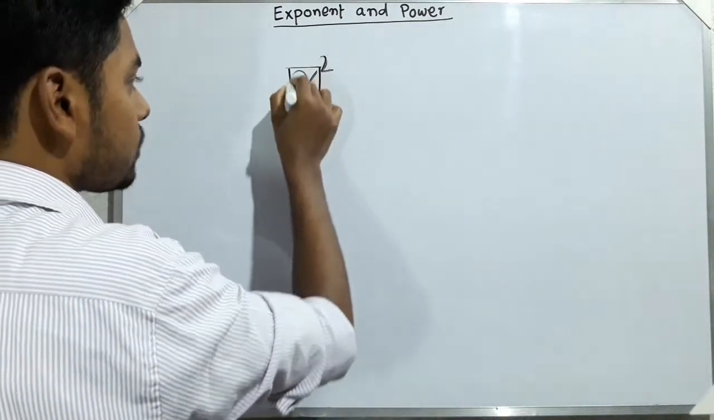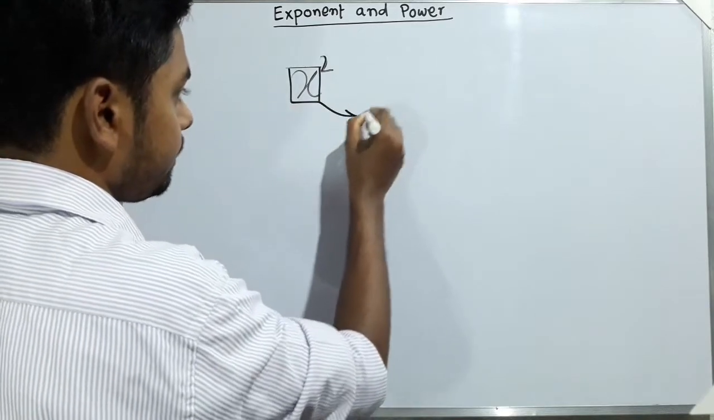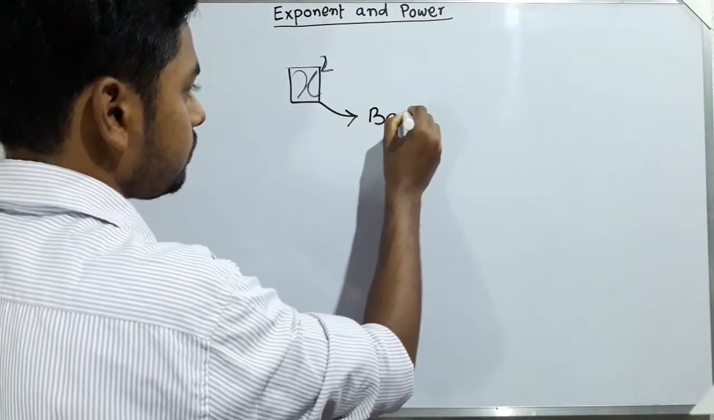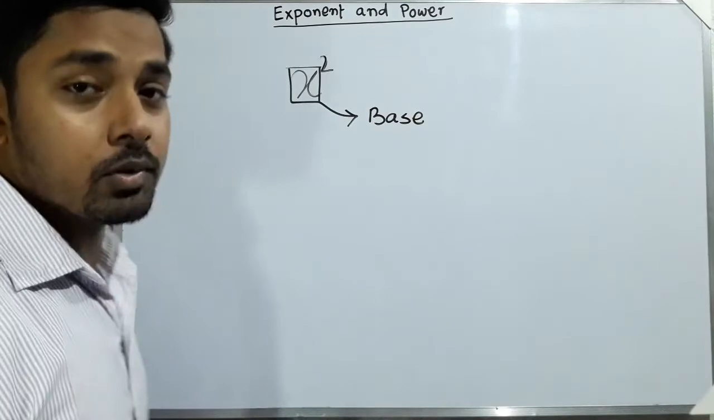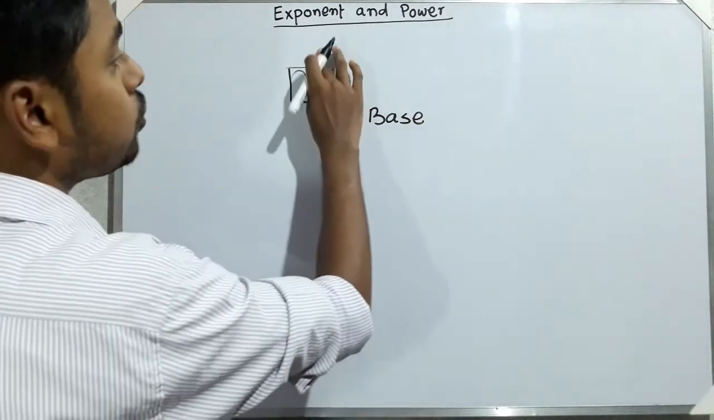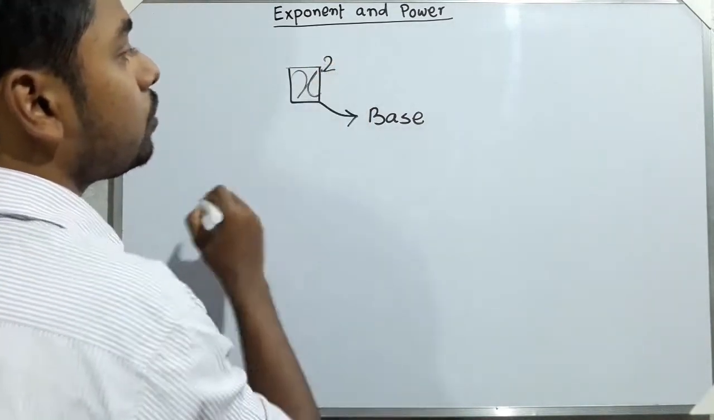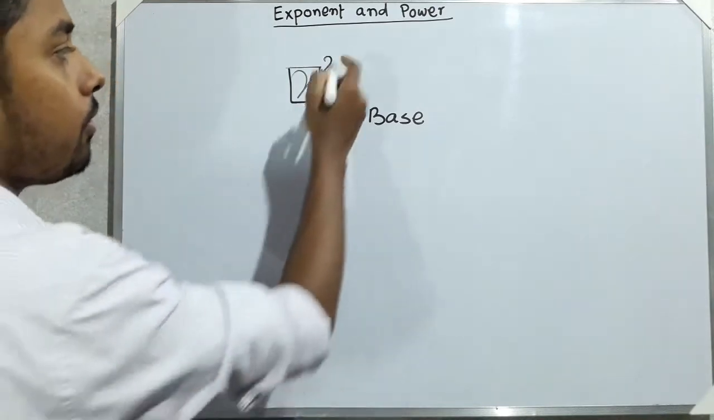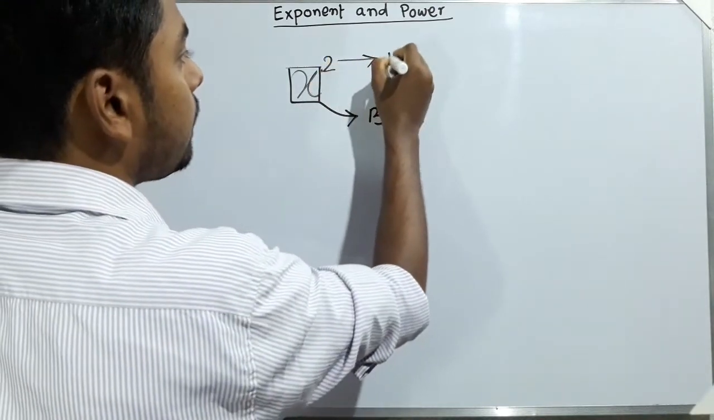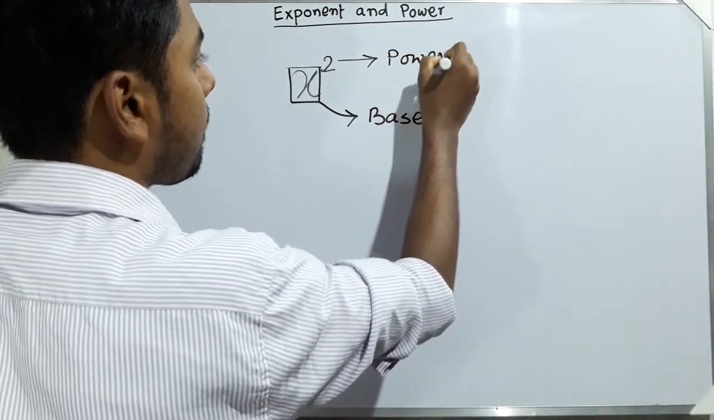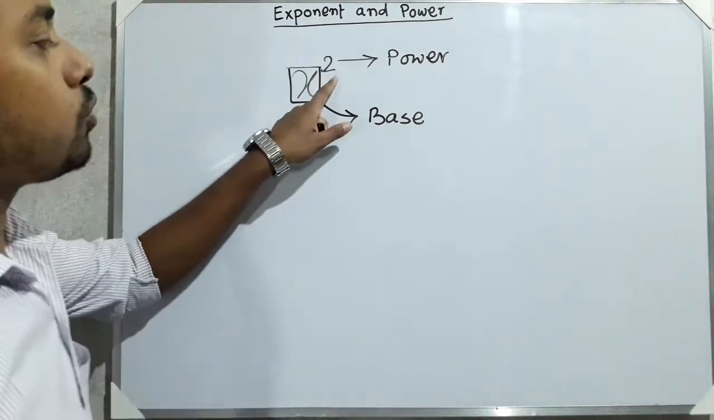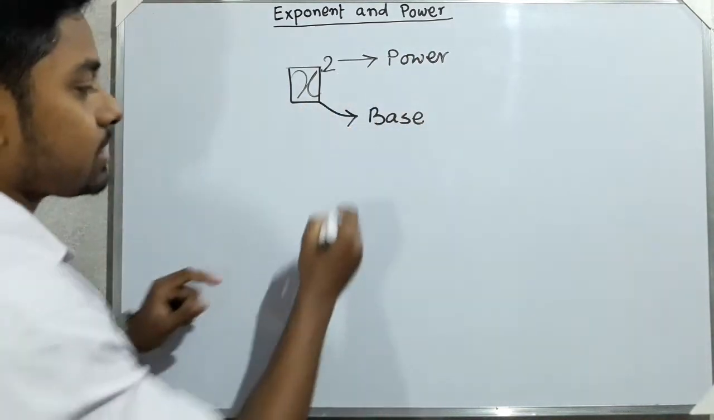This x is called the base. And this 2, which is in the power, is called the power. This 2 is called the power and this x is called the base.